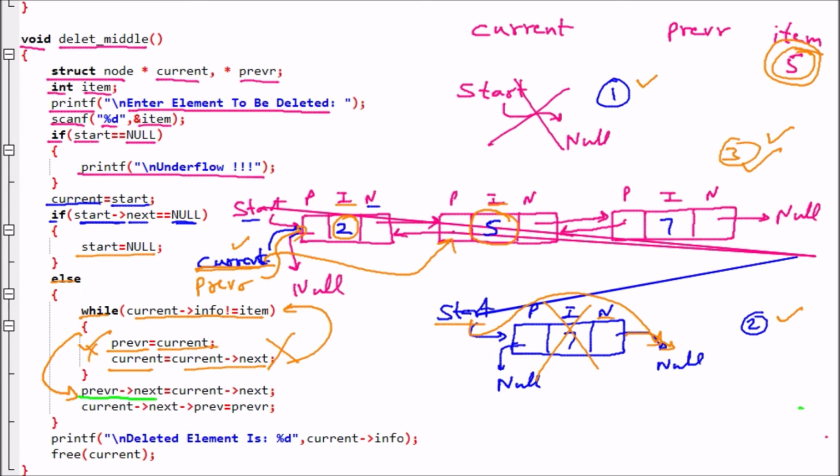Previous next is equal to current next. So here previous is pointing to this particular node, and next, that means this one. Previous next means this node we are talking about is equal to current next, and where the current is pointing to this node next. So these are attached together.